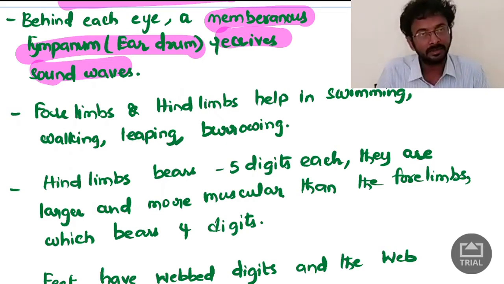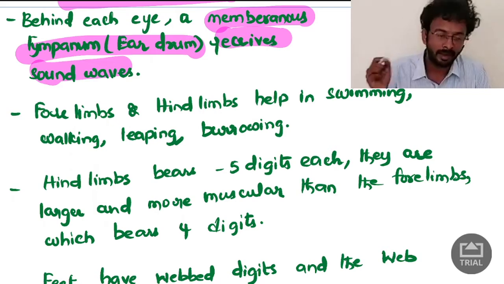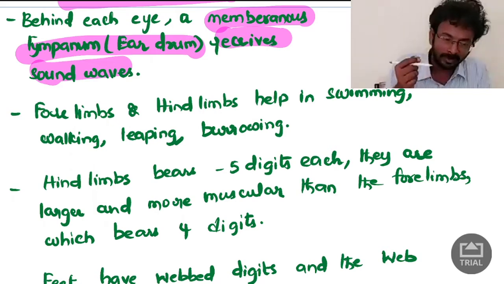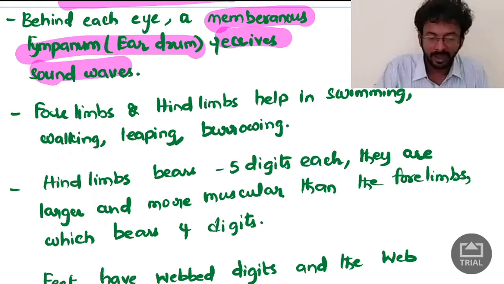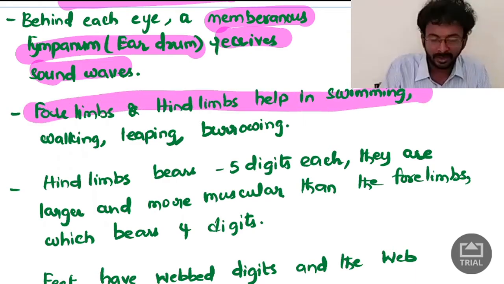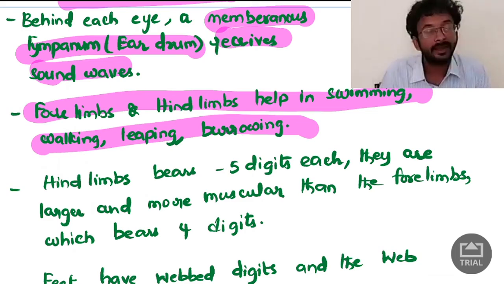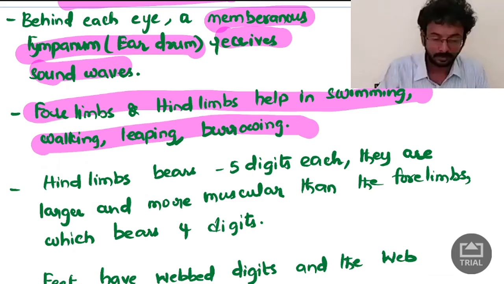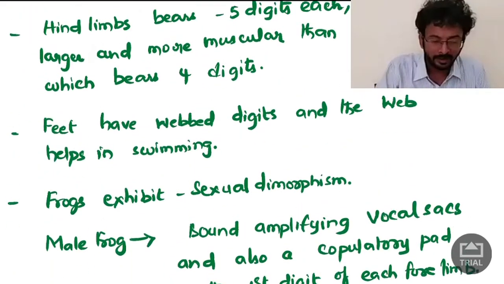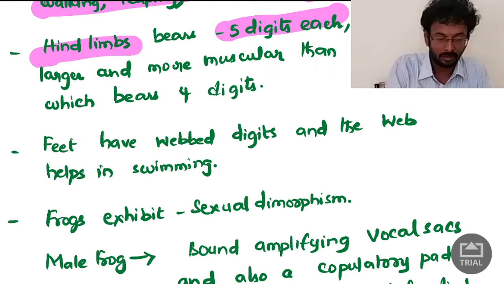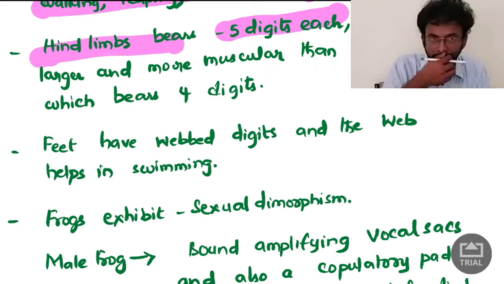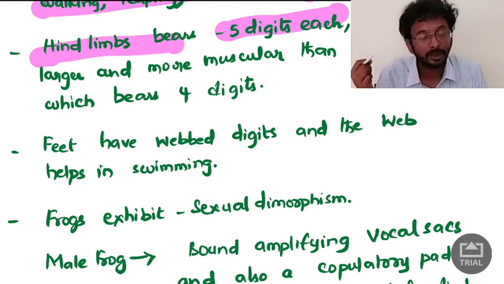Forelimbs and hind limbs help in swimming, walking, leaping and burrowing. Hind limbs bear 5 digits each. They are larger and more muscular than forelimbs.